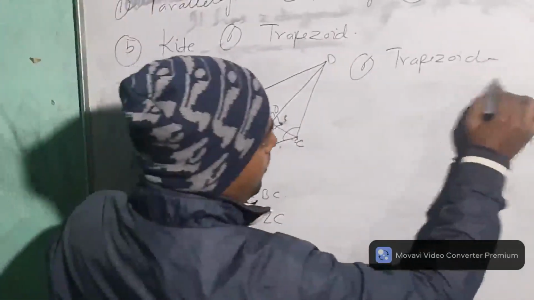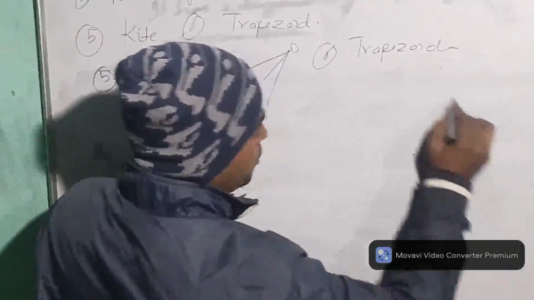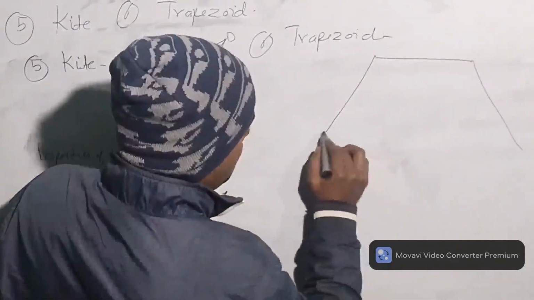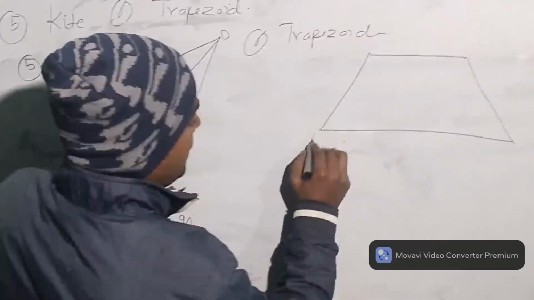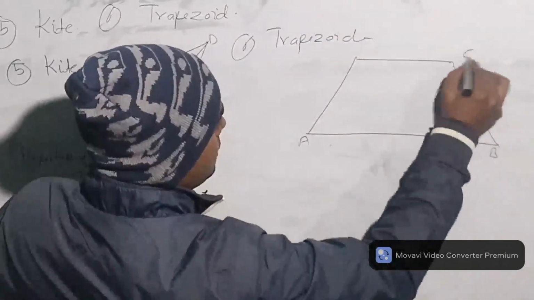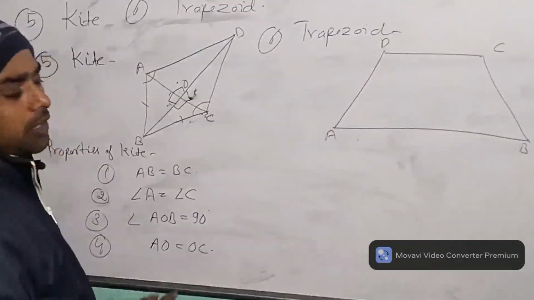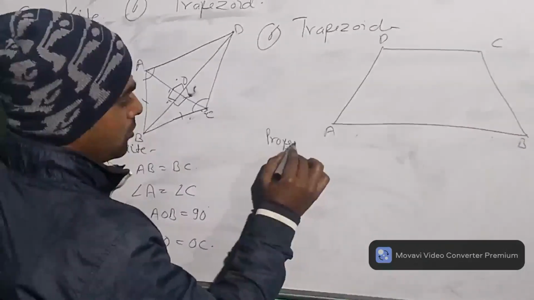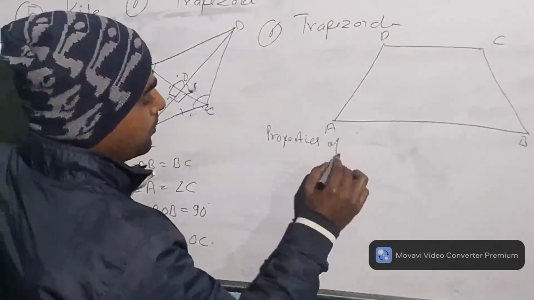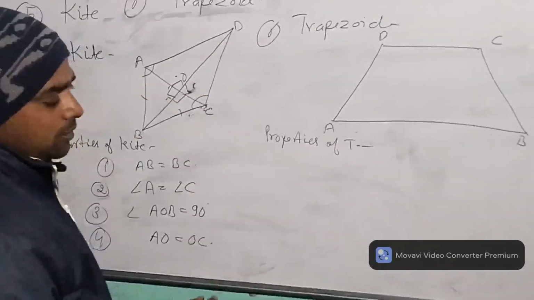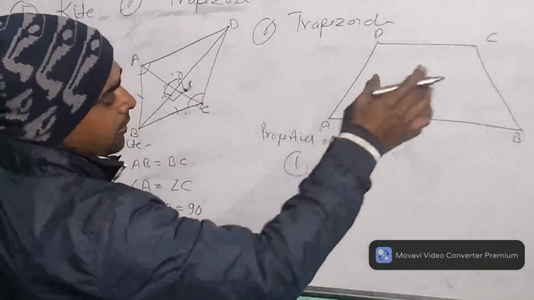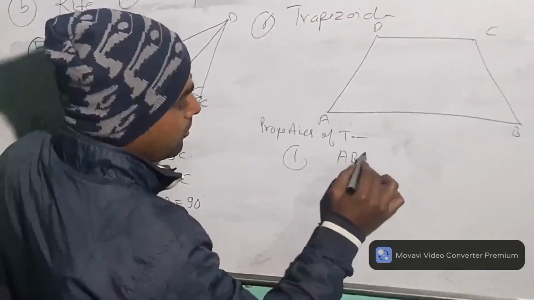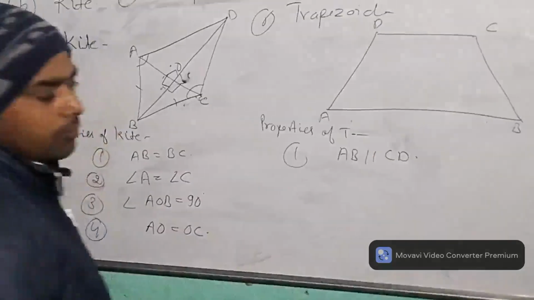And sixth one is trapezoid. Trapezoid is a type of quadrilateral which has four sides, A, B, C and D. Properties of trapezoid: first one, AB parallel to CD.